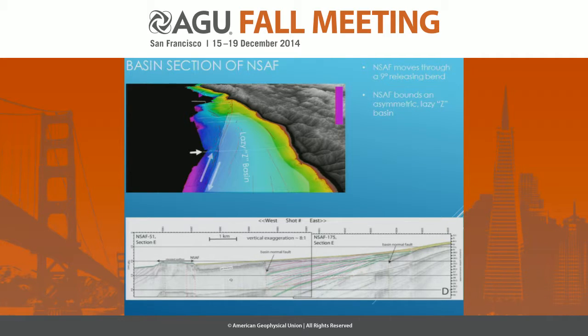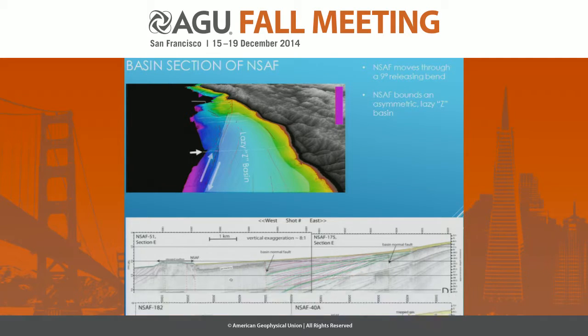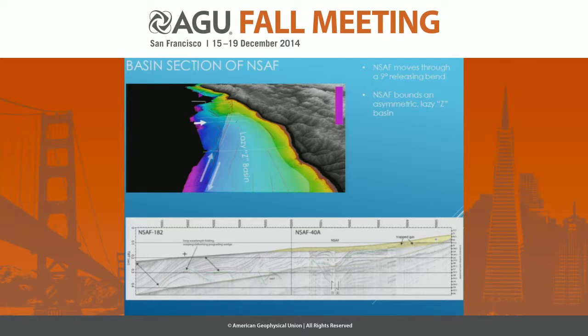We also continue to image these normal faults throughout the basin that are discontinuous in some spots or extend for many kilometers in others, but they are not driving the main subsidence within the basin, whereas we see most of this subsidence occurring within the fault zone.